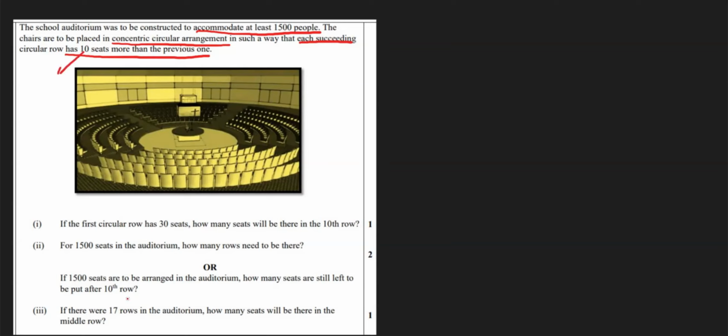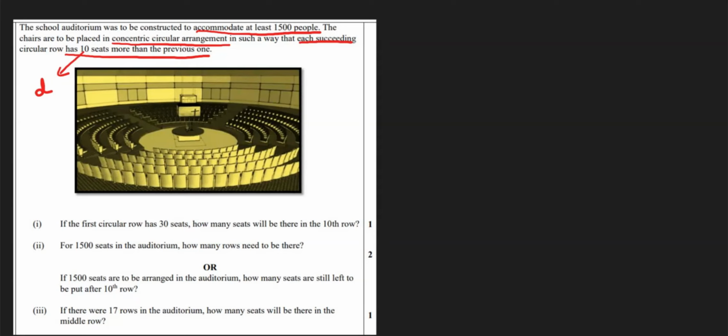So from this statement you can make out that the common difference is plus 10. That means the first row, which is a circular one, has say 10 seats, then the second circular row will have 20, the third will have 30, the fourth will have 40. Like that 1500 seats are arranged. That means in a certain number of rows, 1500 chairs will be totally accommodated in the room.